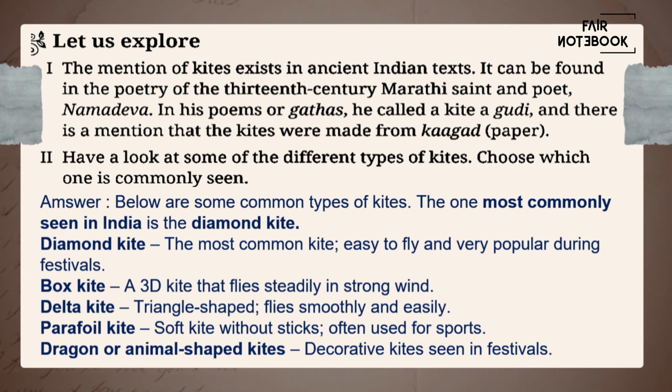Box kite. A 3D kite that flies steadily in strong wind. Delta kite. Triangle shaped, flies smoothly and easily. Parafoil kite. Soft kite without sticks, often used for sports. Dragon or animal shaped kites. Decorative kites seen in festivals.